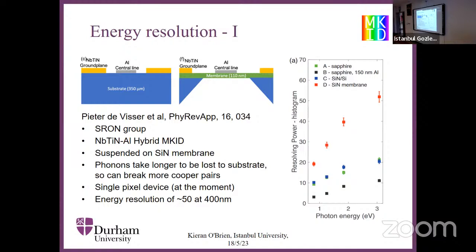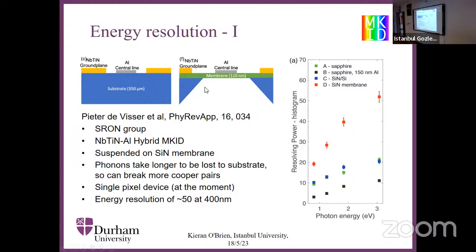And just recently, Peter de Visser's group at Esron have been looking at this, and the issue is that as the photon is absorbed into the superconductor, it also generates a lot of phonons, as well as breaking Cooper pairs, and these phonons are typically lost to the substrate. So you see this on the left-hand side here, that we have this central line and a ground plane. As a photon comes in, it is absorbed into the atom, in this case aluminium, but a lot of the phonons are just lost to the substrate, where they very quickly dissipate across the entire device.